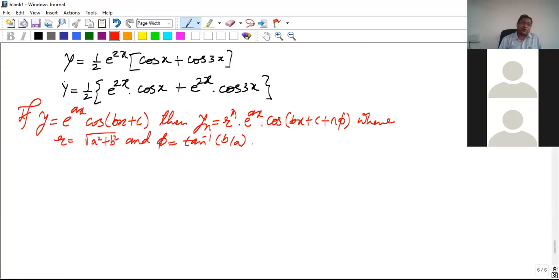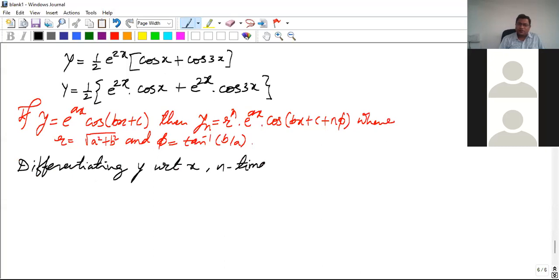So can we apply this formula to find the nth derivative of the given term? Yes, sir. In the exam we can write it directly. Yes, you can write it directly by using this formula, but you should know the formula perfectly. That is so important. Differentiating y with respect to x n times, we get yn.